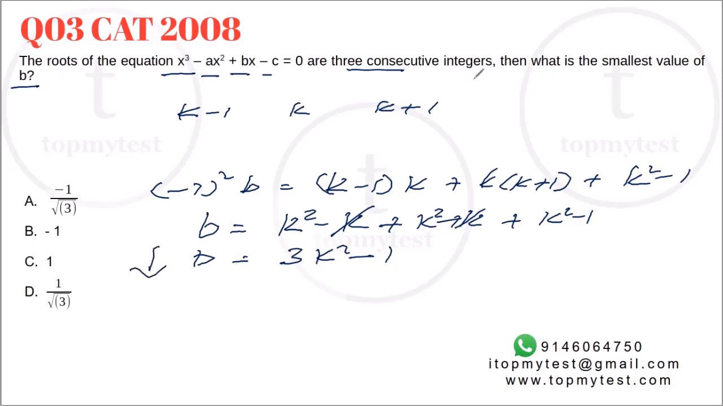Now what is k? K is an integer, right? So the lowest value of k square will be 0. Even if you take minus 5 square, it will become positive, right? So the lowest value of k square will be 0. So 0 minus 1, that will be the smallest value of b, which is minus 1. Option B as well over here.